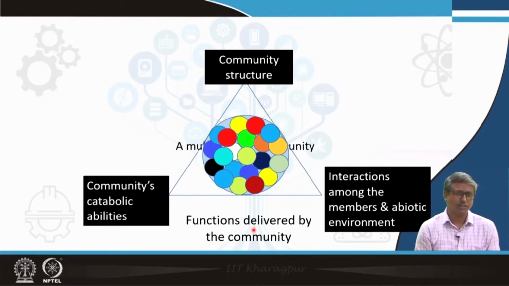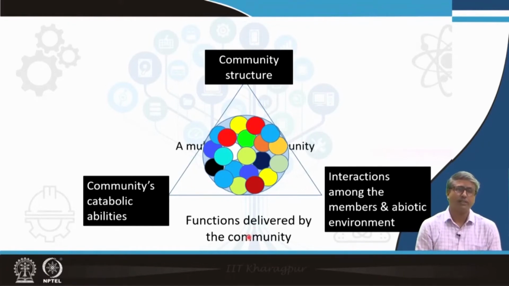one factor is the community structure: who are the members present in the community. If we have 2 soils, we need to understand whether 2 different or similar types of communities are there, and their catabolic abilities. There may be the same type of microbial species, but their functional abilities might be different. And the third is the interaction ability: how one species interacts with another species, and how a particular species or set of species is capable of interacting with the geochemical environment, which is also different. So, all these 3 factors together control the function which is to be delivered by a particular community.